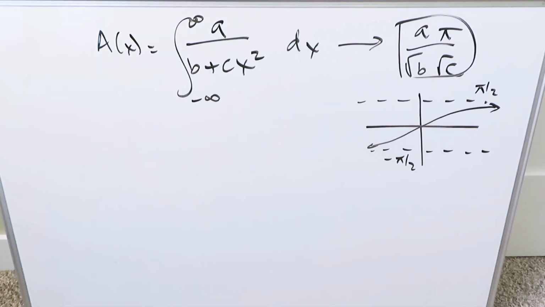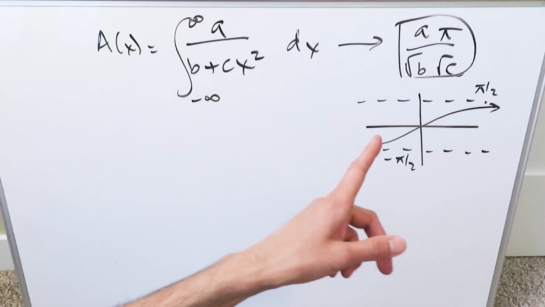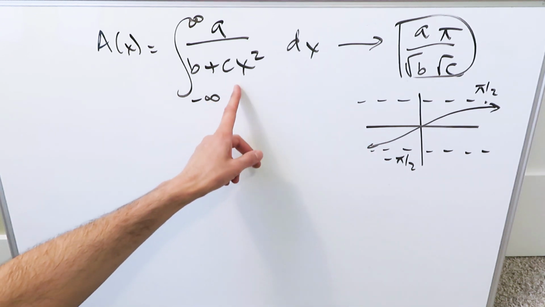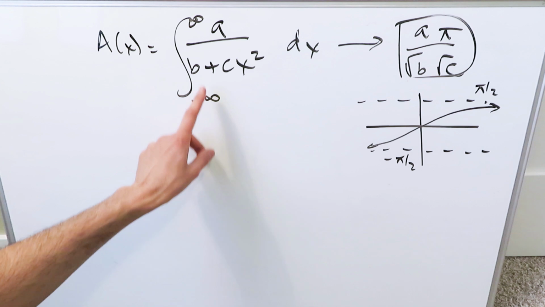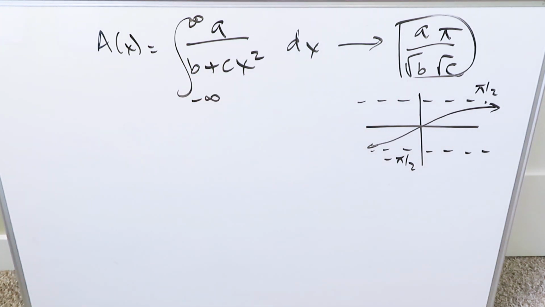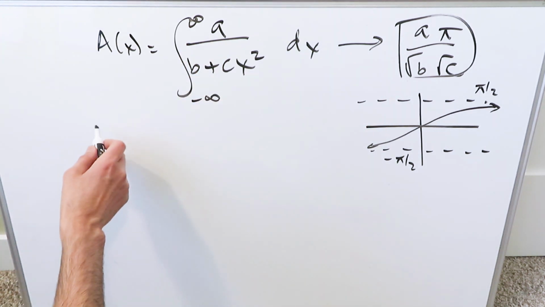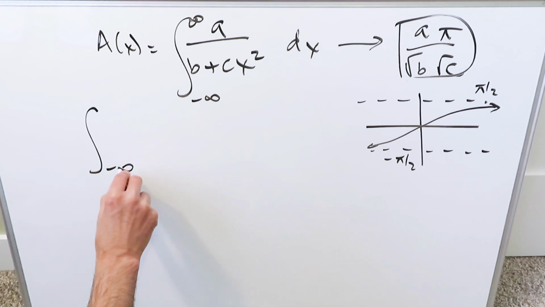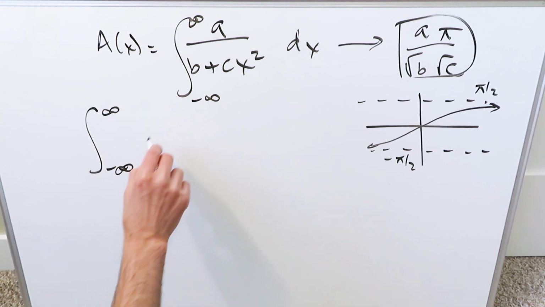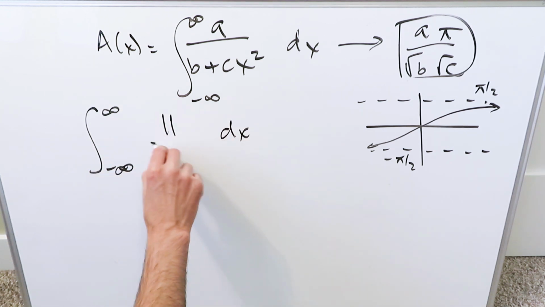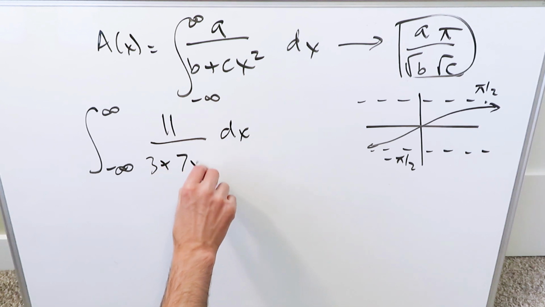It would be sensible here to run through very quick examples using our template. This type of improper integral, minus infinity to infinity, will always have that area below curve calculation. If I'm looking at a question which is this, from minus infinity to infinity, 11 dx over 3 plus 7x squared.